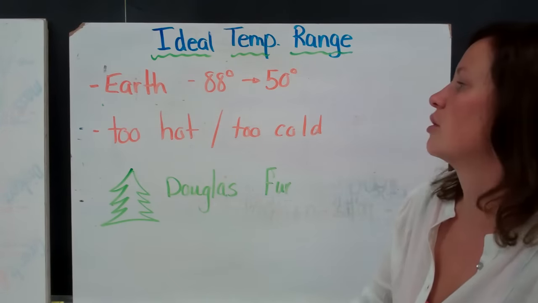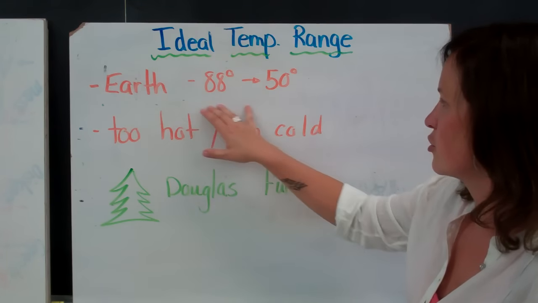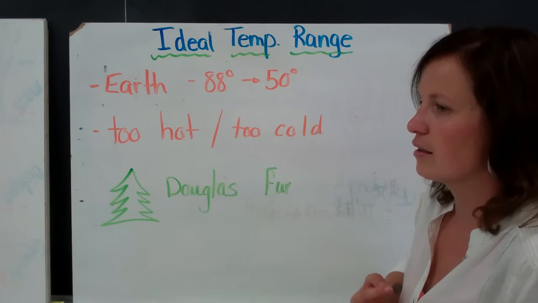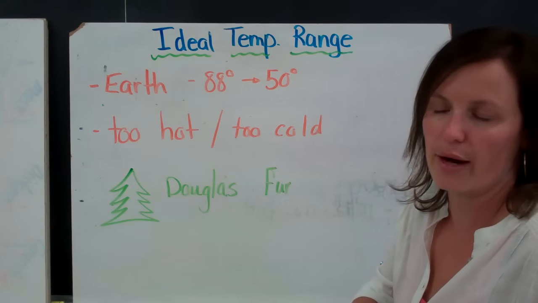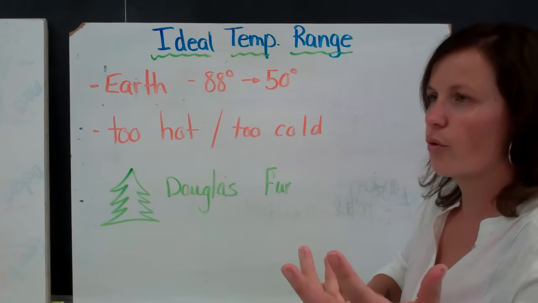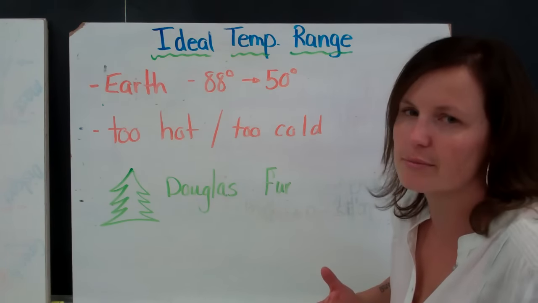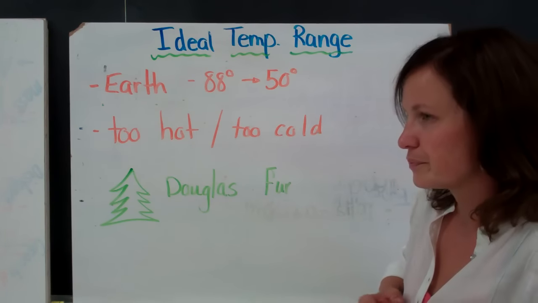Ideal temperature range, or shelter. In the Earth's atmosphere, the temperatures range between minus 88 degrees and 50 degrees. And all organisms' ideal temperature is somewhere within that range. If it's too hot for that organism for a long period of time, or too cold, then that organism can no longer survive. So for example, the Douglas fir.